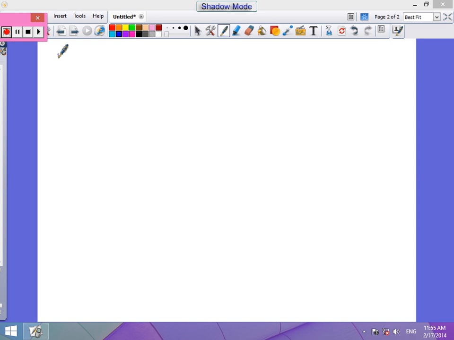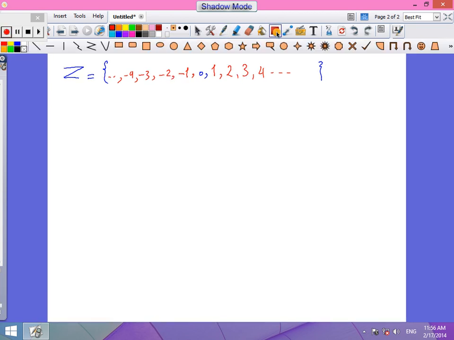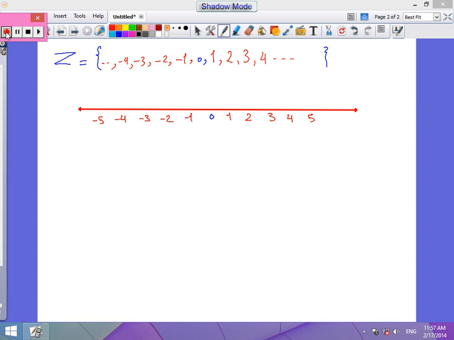Then the set of integers is represented by Z equals, in the middle we have 0, and the set of positive numbers 1, 2, 3, 4, and so on. And here we have the negative numbers negative 1, negative 2, negative 3, negative 4, and so on. And we can represent it on the number line. This is the number line representing the set of integers.